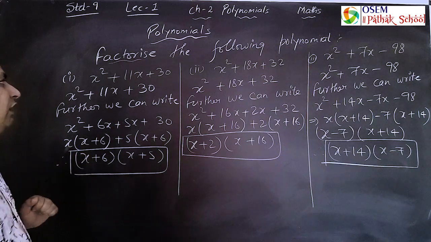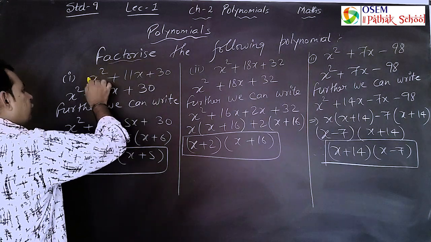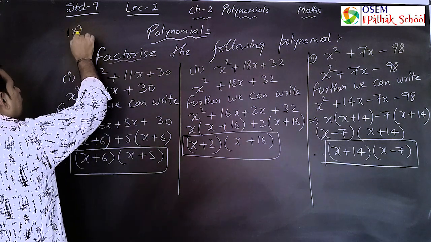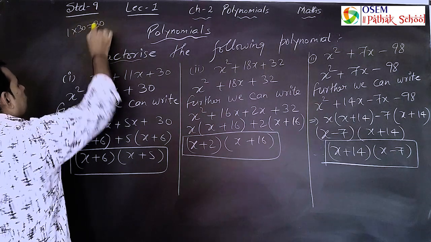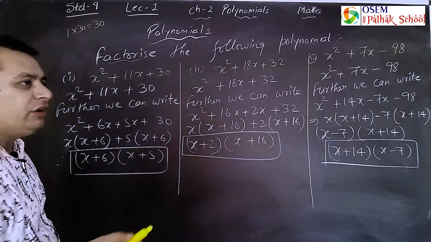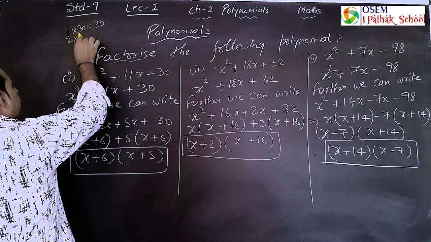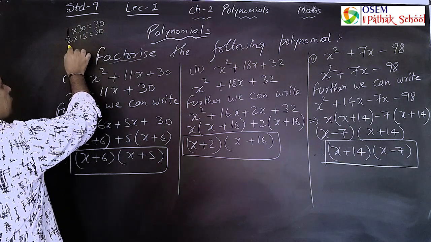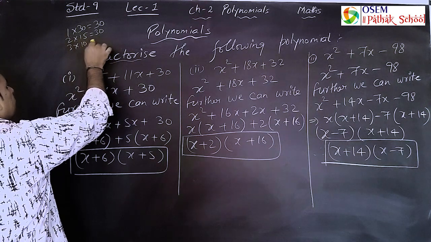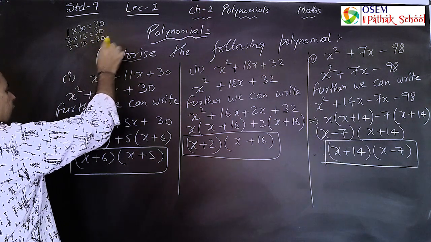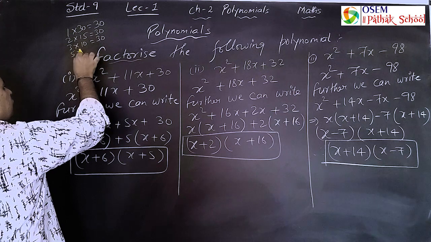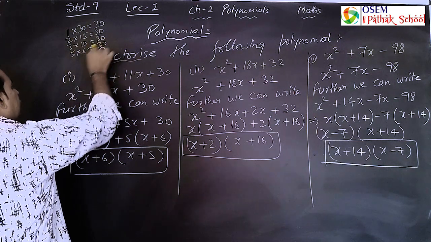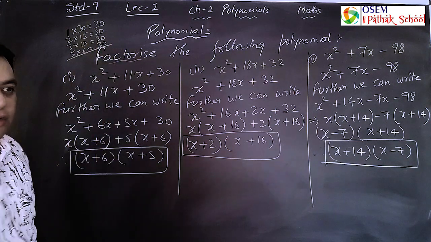Now what will we do? We have to multiply the first term and the last term, meaning 1 into 30, it will be 30. Now in which tables does it come? So 2 into 15 is 30, then 3 into 10 is 30, and 5 into 6 will be 30. So 30 comes in these following tables.